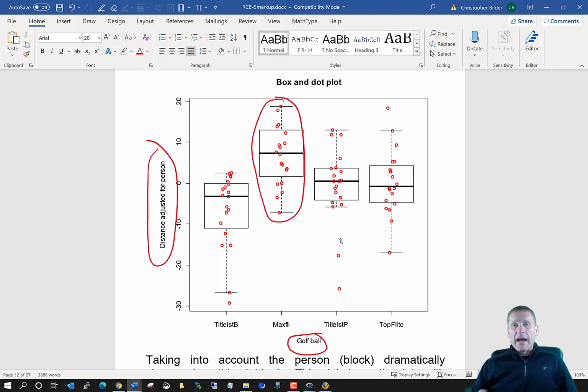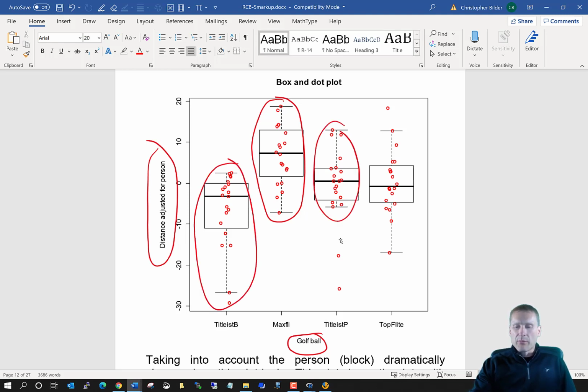MaxFly seems to be adjusted or shifted upward in comparison to definitely Titleist B, and to some respect even Titleist P and Top Flight overall. So when we see this shifting, again, that's going to tell us that something's up here. Maybe for the population itself, MaxFly might have the greatest mean average distance in comparison to the other three golf balls. Maybe. Again, this is just a sample. And what we're hoping is that this sample is going to give us enough information that we can conclude for the entire population that this same thing holds.